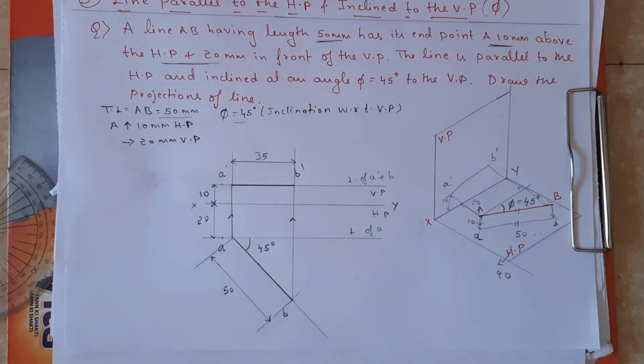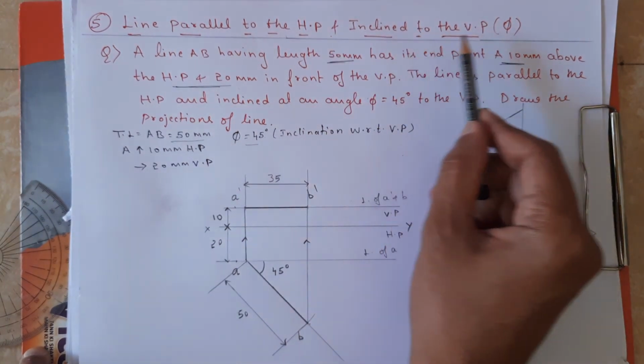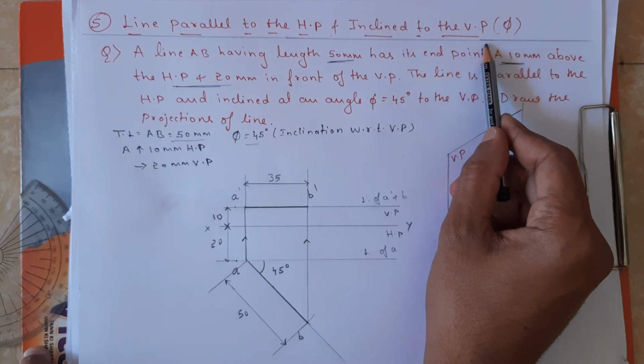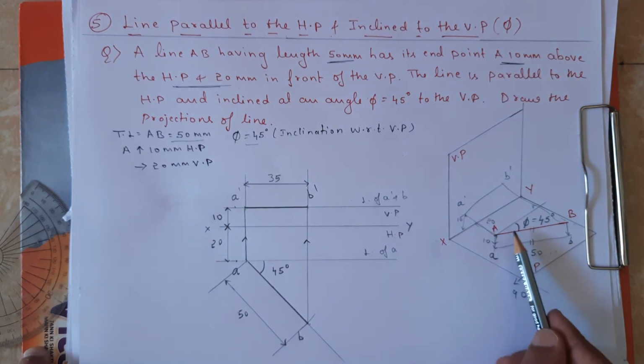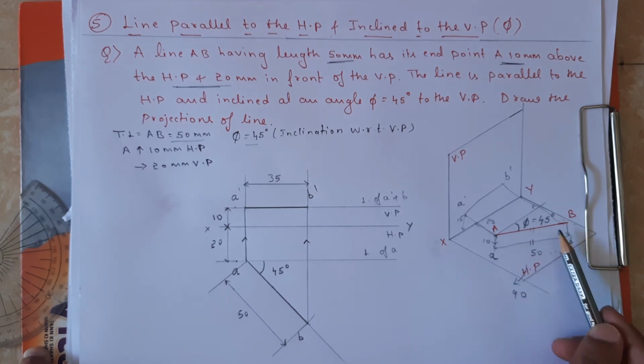Okay, so this is how we are going to solve the problem when the line is parallel to the HP and inclined to VP. Here I am going to get the top view of true length because it is parallel.